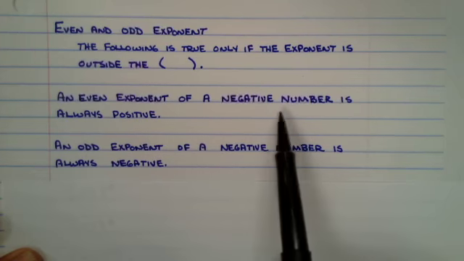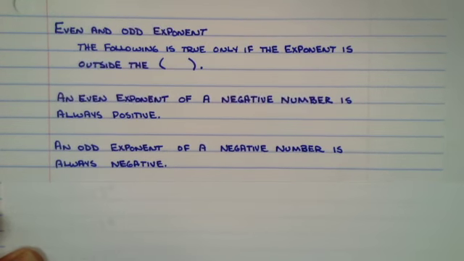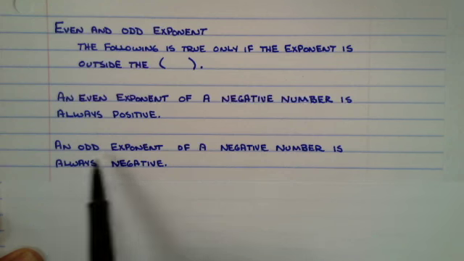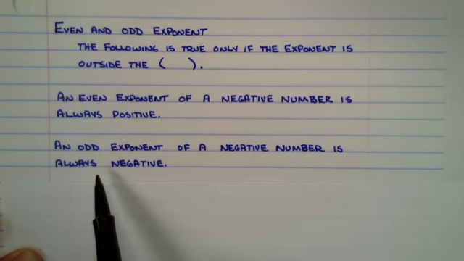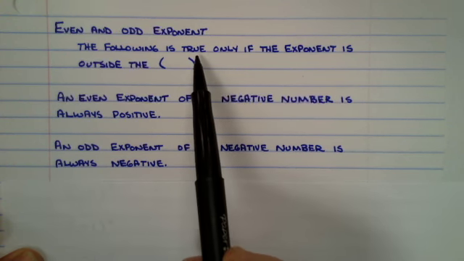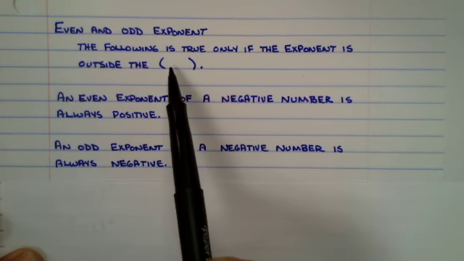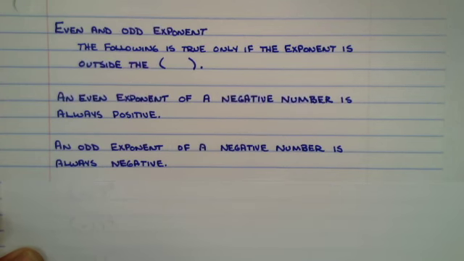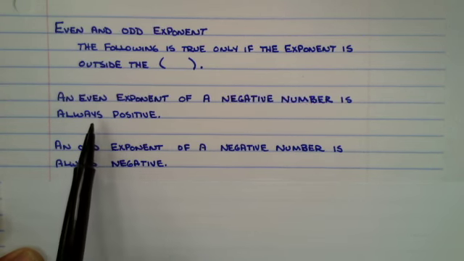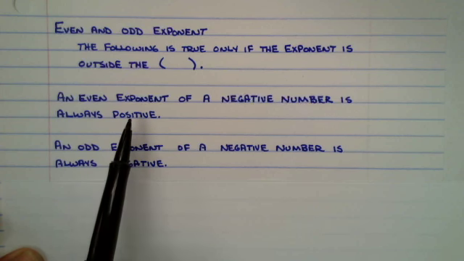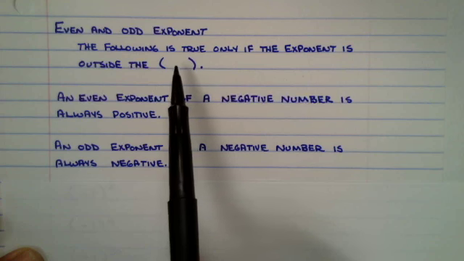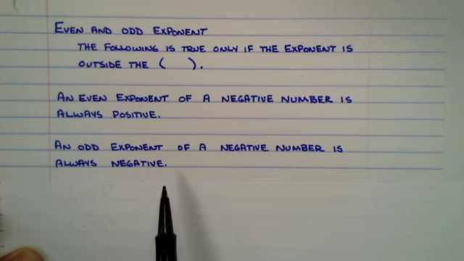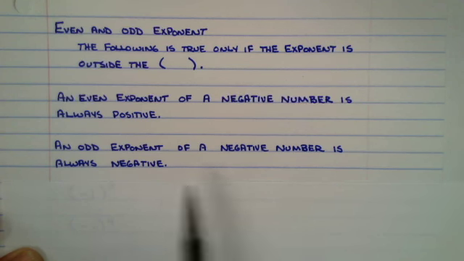Here are the two rules. An even exponent of a negative number will always be positive. An odd exponent of a negative number will always be negative. So if I have an even exponent out here and a negative number inside the parentheses, my answer will always be positive. If I have an odd number on the outside of the parentheses and a negative number inside, my answer will always be negative.